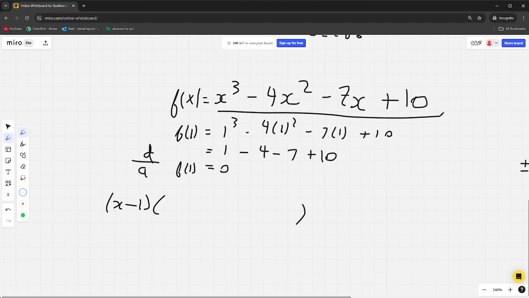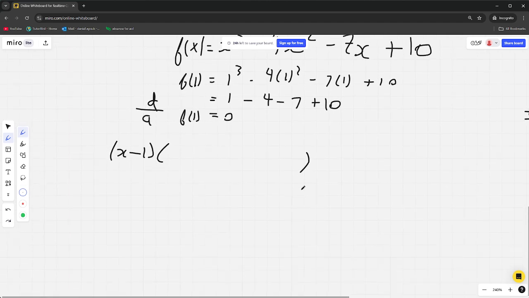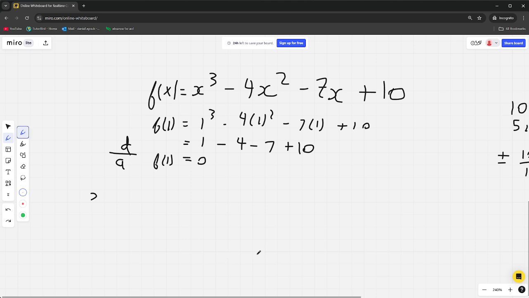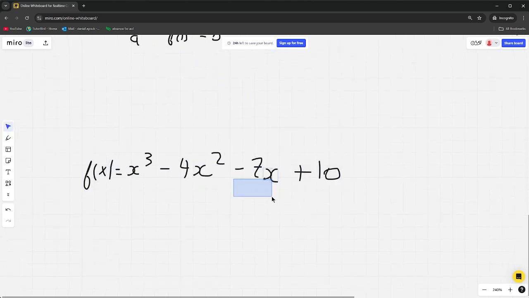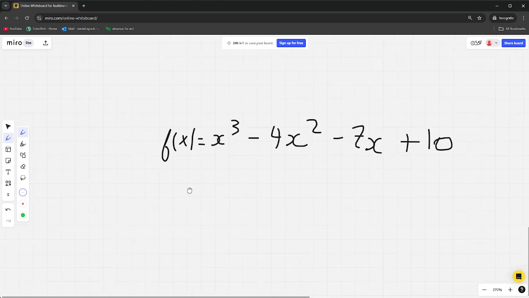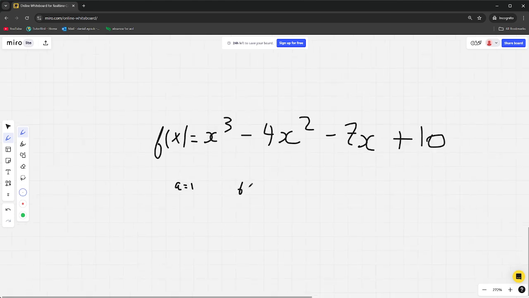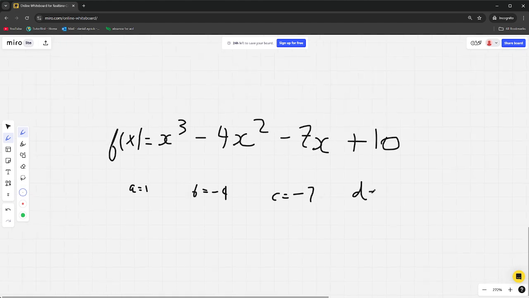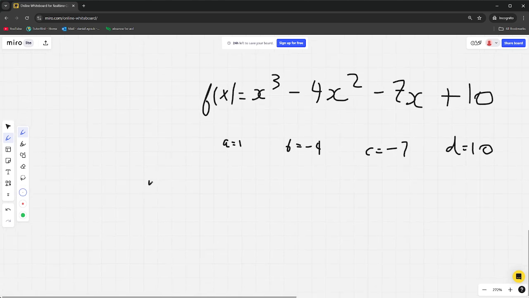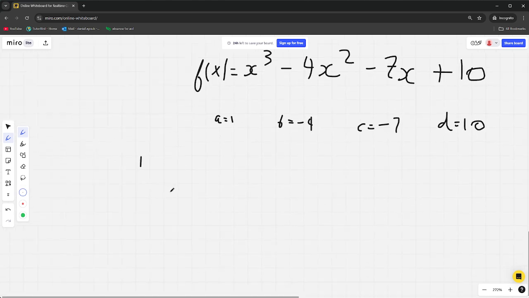So my favorite way to solve these is synthetic division. We'll also learn long division, but synthetic division is quite a bit easier to set up. Okay? For synthetic division, we take our function that we started with, and we take all of its a, b, c, and d values. So here, a equals 1, b equals negative 4, c equals negative 7, and d equals 10. Okay? And we know our root is 1, right? The number 1 gives us a 0.